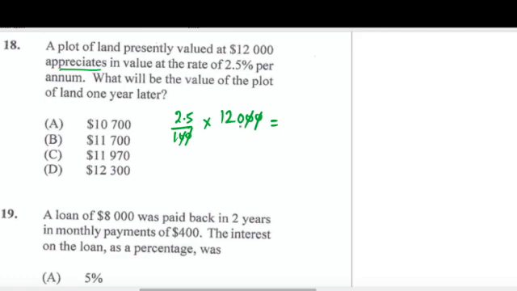So 120 times 2. So 12 twos are 24 plus the 0. So that's 240. And then 120 times a half. That is 60, right? So 240 and 60, that will give me 300. So 300 is how much more expensive it'll get every year, and after 1 year, it'll be the 12,000 plus the 300, which is D.